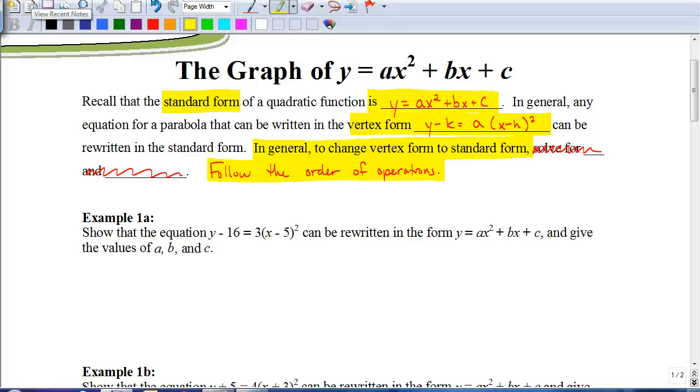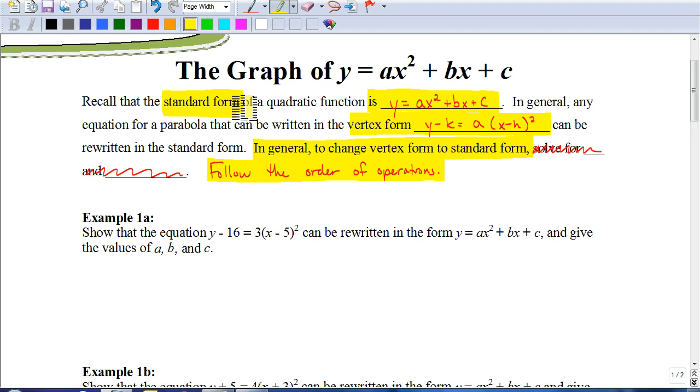Okay, in this video we're going to be looking at rewriting equations in the form y equals ax squared plus bx plus c. And remember, we talked about that before. We call that the standard form of an equation. What we're going to be doing today is taking equations in vertex form, which we talked about in the previous video, and putting them into standard form.